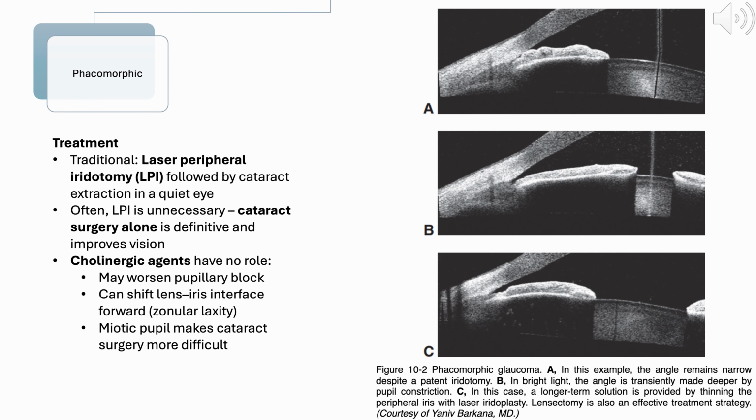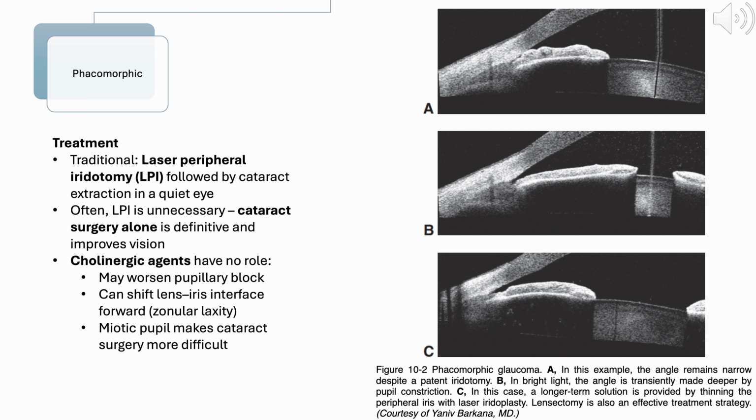When it comes to treatment of phacomorphic angle closure, the traditional approach has been to perform a laser peripheral iridotomy followed by cataract extraction once the eye is quiet. However, in many cases, the iridotomy itself is not actually necessary. Cataract surgery alone can be both definitive and vision restoring. It's important to note that cholinergic agents have no role in management here.